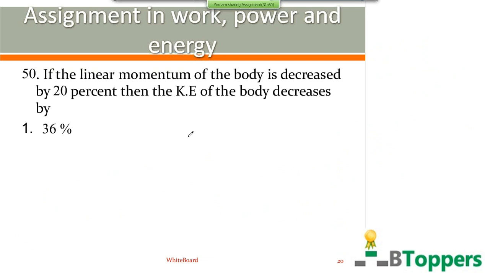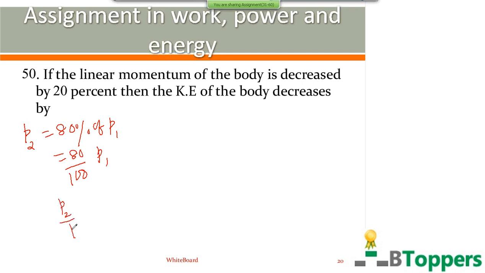See question number 50 here. The linear momentum of a body is decreased by 20%, and the kinetic energy of the body decreases by how much? So if the linear momentum of the body is decreased by 20%, then the magnitude of the final momentum of the body will be 100% minus 20%, meaning 80% of the initial momentum. Let P1 denote the magnitude of the initial momentum and P2 the magnitude of the final momentum. So P2 will be 80% of P1.